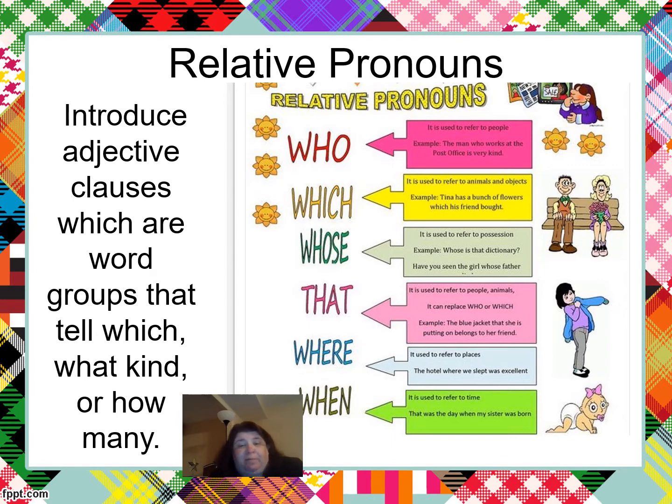Then we have the word where, which is used to refer to places. The hotel where we slept was excellent. And then we have when, which refers to a time. That was the day when my sister, I can't see the last part of it because it's covered up on my screen, but that was the day when my sister fell down. That was the day that my sister got married. It's referring to a specific time.